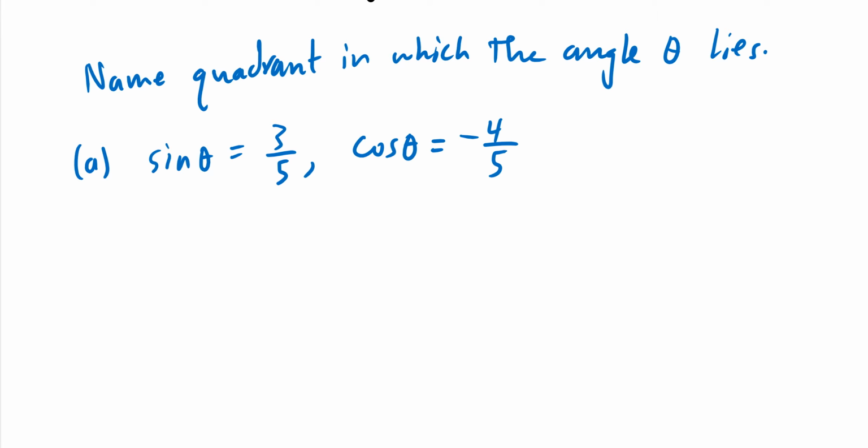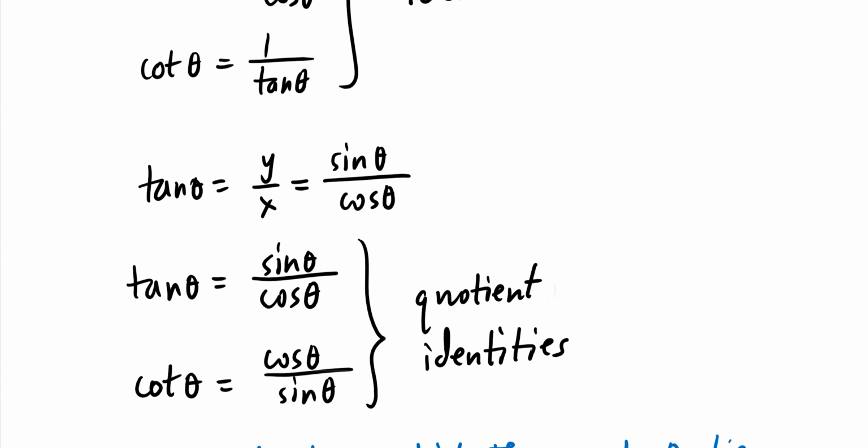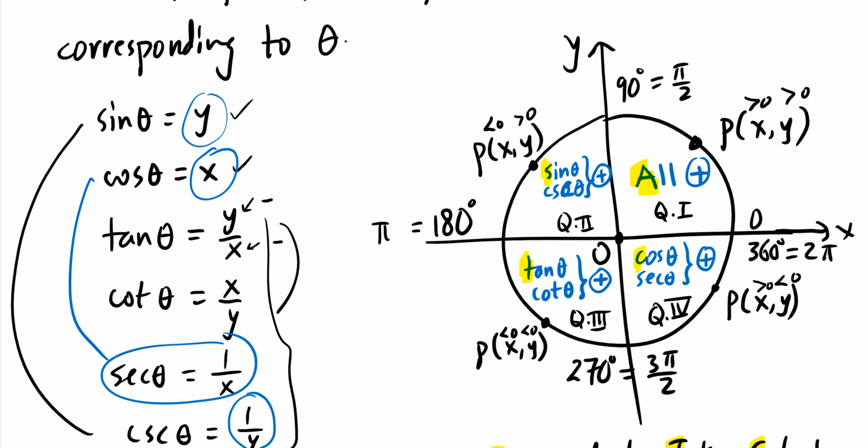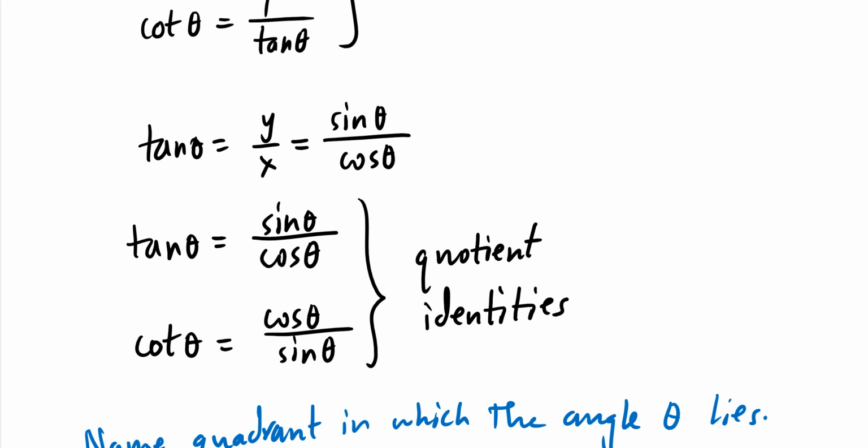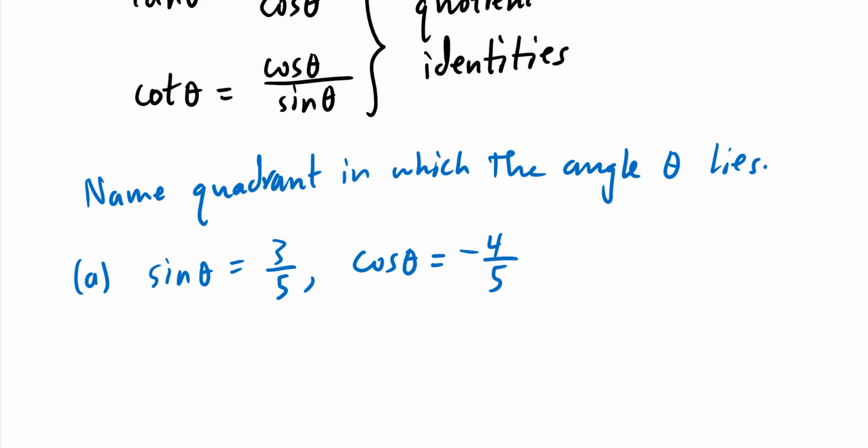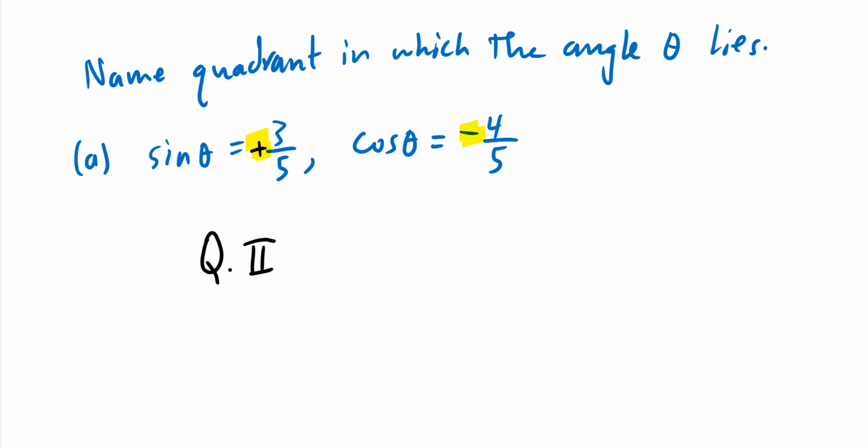So we need to look for the quadrant where sine is positive and cosine is negative. So let's see. In the first quadrant, all of them are positive. In the second quadrant, sine is positive and cosine is negative. And that's what it is. Sine is positive here, and cosine is negative. So this is quadrant 2. So theta is located in quadrant 2.